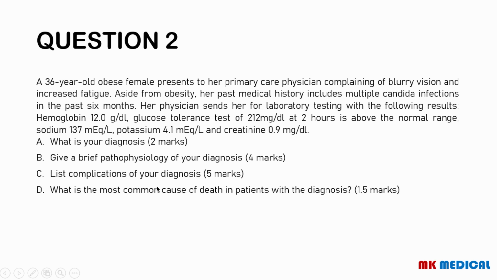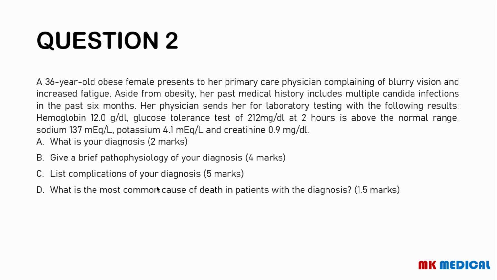So list complications of your diagnosis. Remember that diabetes has acute complications and chronic complications. So the acute complications include hypoglycemia, which may obviously be due to treatment. The second acute complication is what is known as hyperglycemic hyperosmolar state, where there is a very high blood glucose level. But in this case, you do not have ketones like in diabetic ketoacidosis because you have some insulin that impedes or stops the process of ketogenesis.